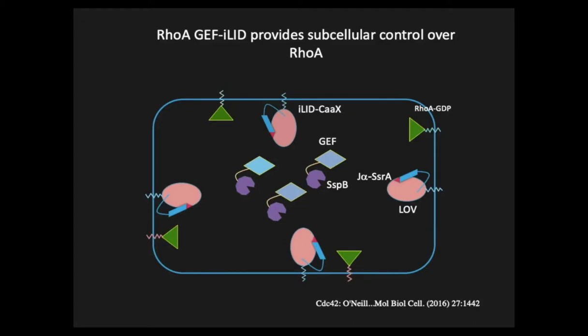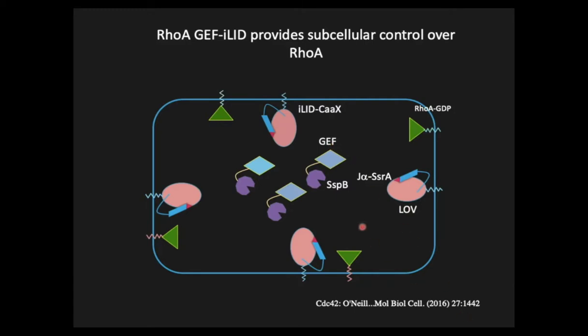In our lab, Patrick O'Neill developed an optogenetic tool that is based on light-induced dimerization. This tool let us achieve subcellular control over the activation of endogenous RhoA in a specific site of the cell. We optically triggered membrane recruitment of a Rho-selective guanine nucleotide exchange factor, GEF, for RhoA.